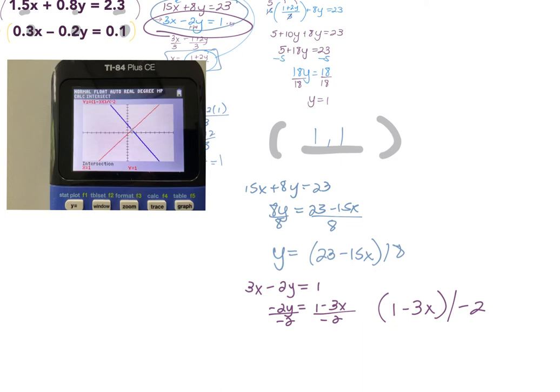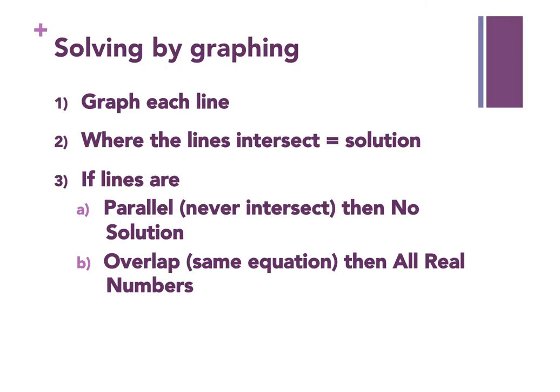How do you find the point? You do second trace. So here we're solving by graphing, and by solving by graphing, we mean graph by hand. It says graph each line. Where the lines intersect is the solution. That's what we just did.